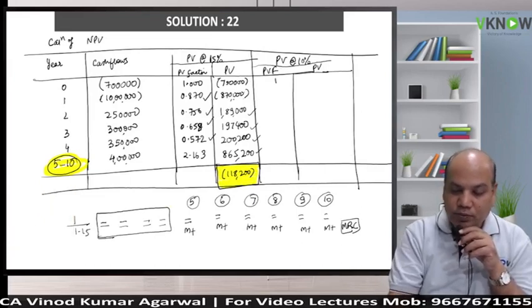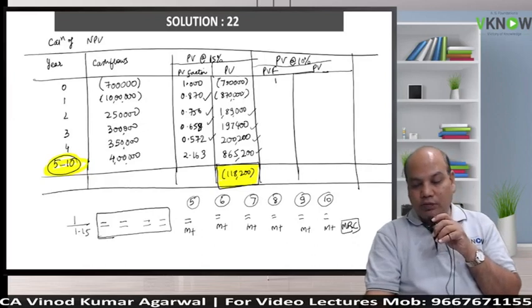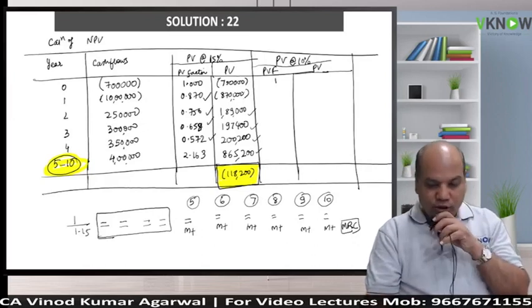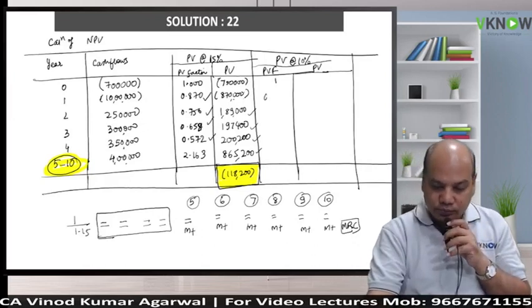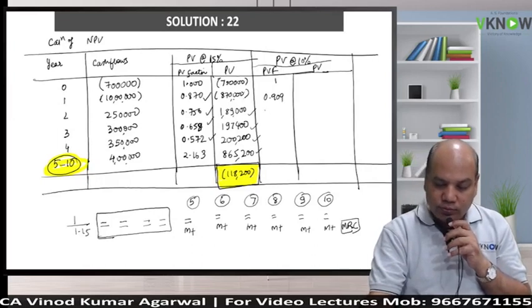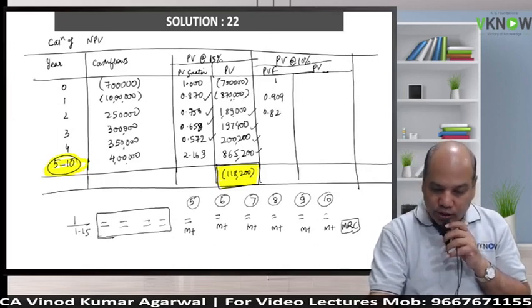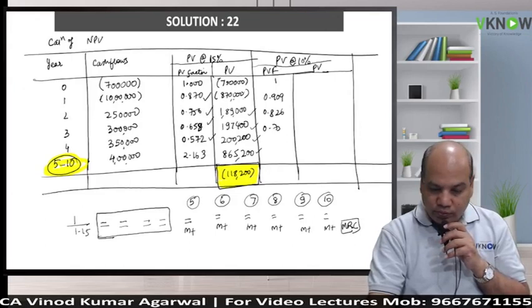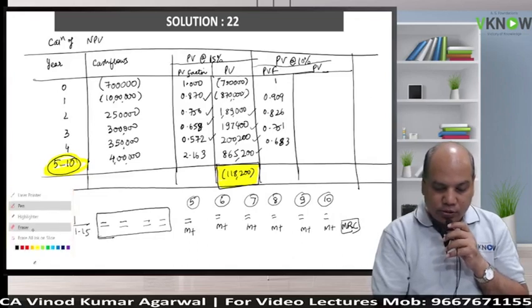If you can just reply to me faster. 1 divided by 1.10 equal to, 3 digits, 909. Again equal to 0.826, again equal to 0.751, again equal to 0.683. Now wait.